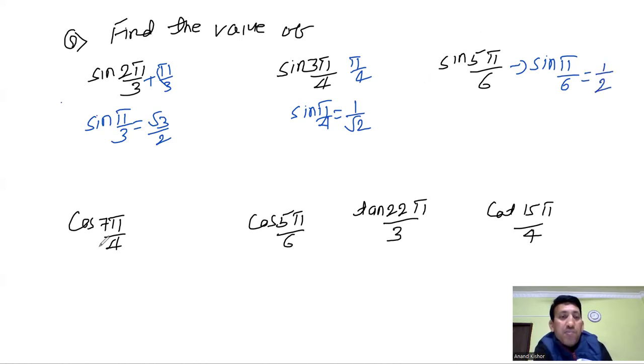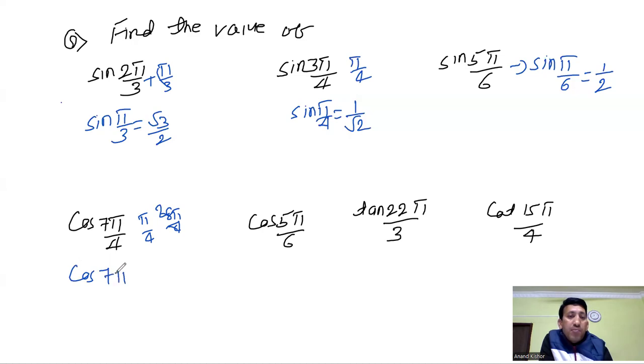Good. Now 7 pi by 4. How can I write 7 pi by 4? If I add pi by 4, then 7 pi plus pi is 8 pi, and 8 pi by 4 is 2 pi. This is not coming to pi. So how can we solve this? Cos 7 pi by 4 is different.